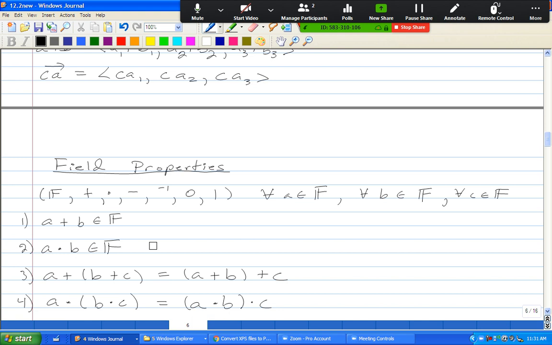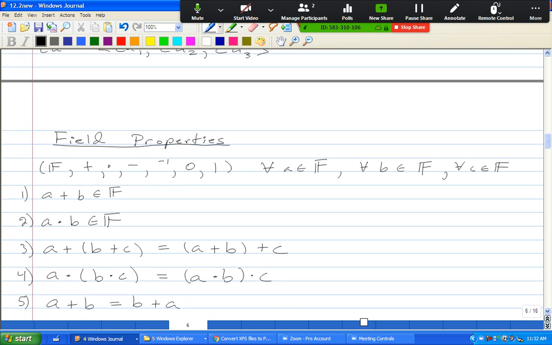If I have any members of your field a, b, and c, then I have the associative property: a plus the sum of b and c is equal to the sum of a and b plus c. And I also have the associative property for multiplication: a times the product of b and c is equal to the product of a and b times c.